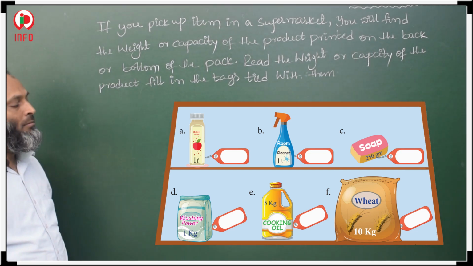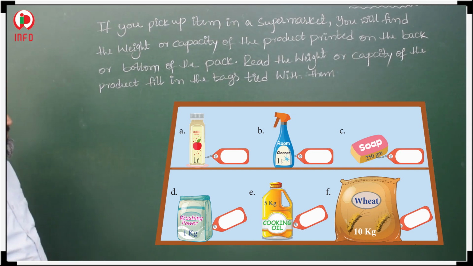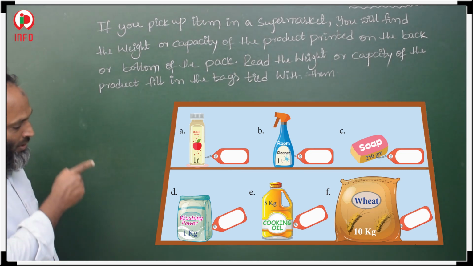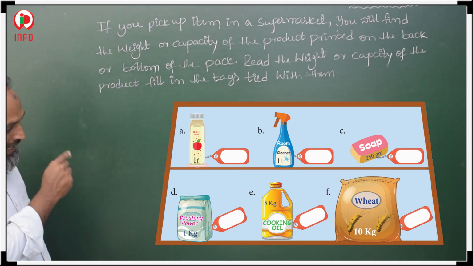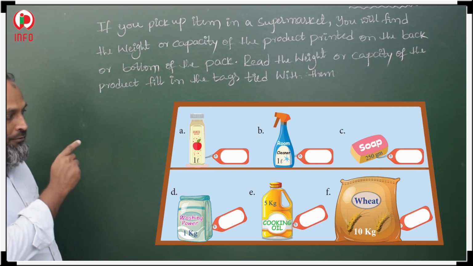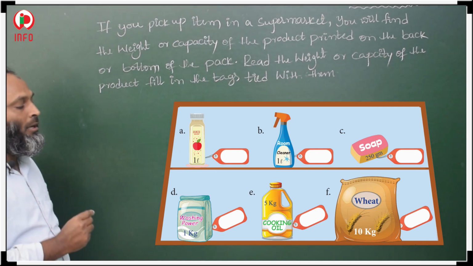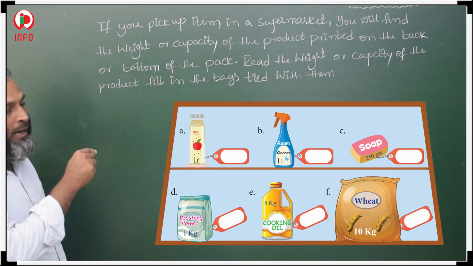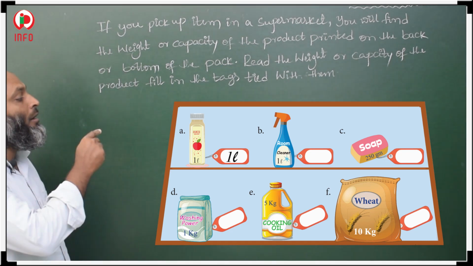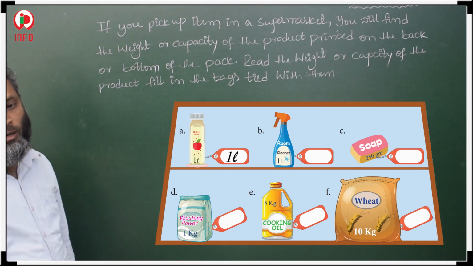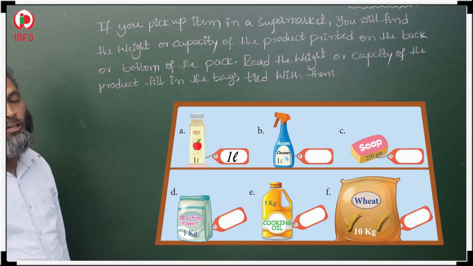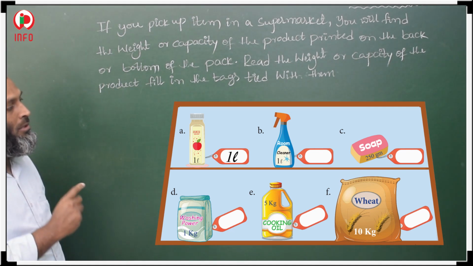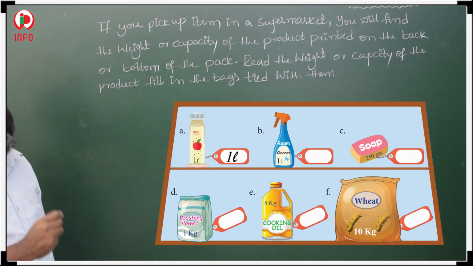In the first product, see in the picture, juice is given. On the bottom it is written 1L. 1L means 1 liter. So on the tag what should we write? 1 L, 1 liter. That is what we have to write on the tag. So on the juice we should write 1 liter.